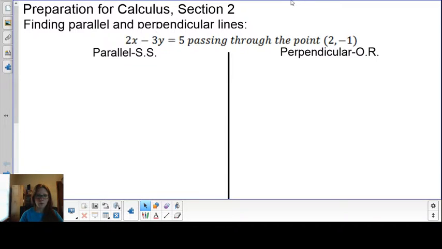Alright guys, welcome back to day 2 of looking in the book. So that second section. We're going to start off by talking about parallel and perpendicular lines.